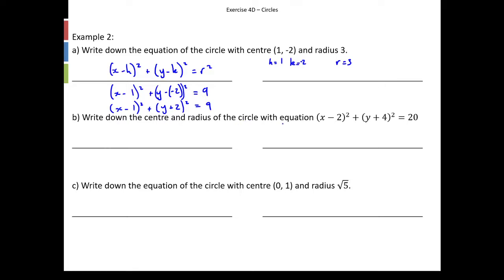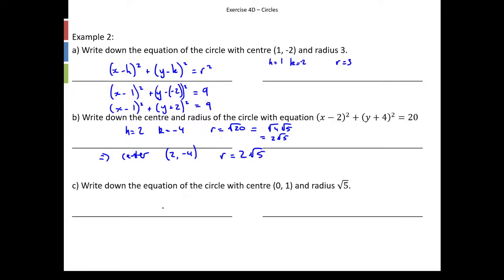Write down the center and radius of the circle with the equation (x minus 2) all squared plus (y plus 4) all squared equals 20. In this case, we have h equals 2, k equals negative 4, and our radius is going to be the square root of 20, which is root 4 root 5, so it's equal to 2 root 5. So it follows on, our center is (2, negative 4), and our radius is equal to 2 root 5.